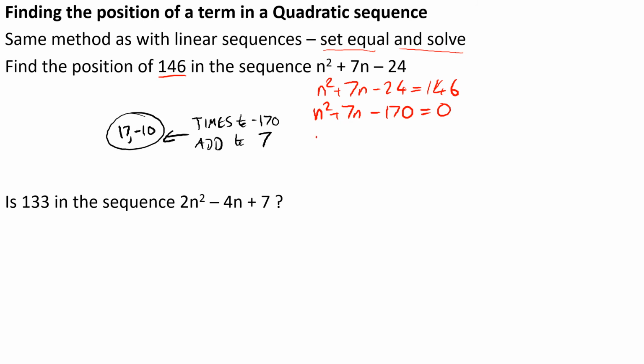So there's our brackets. n plus 17, n minus 10 is 0. You could also use the quadratic formula, I suppose, but this feels like factorizing time. And remember, we need to change the sign for what n is equal to. So n is minus 17 or n is 10. And we're going to take the positive one of those, because obviously we can't have the minus 17th number in the sequence. So it's the 10th number.